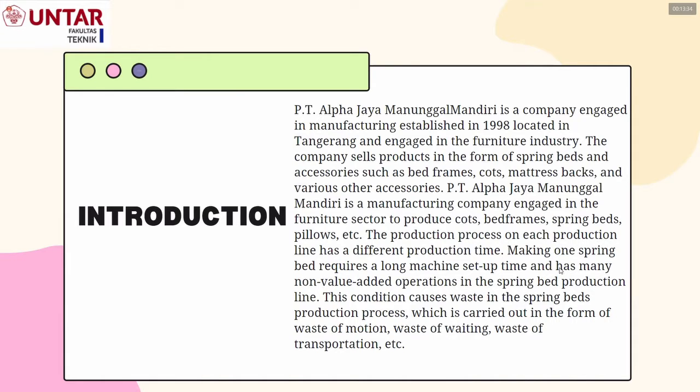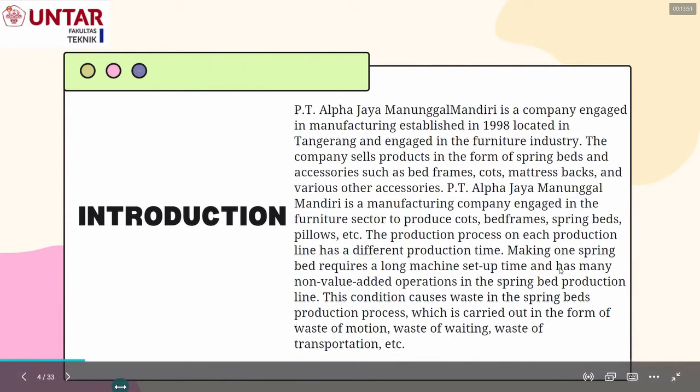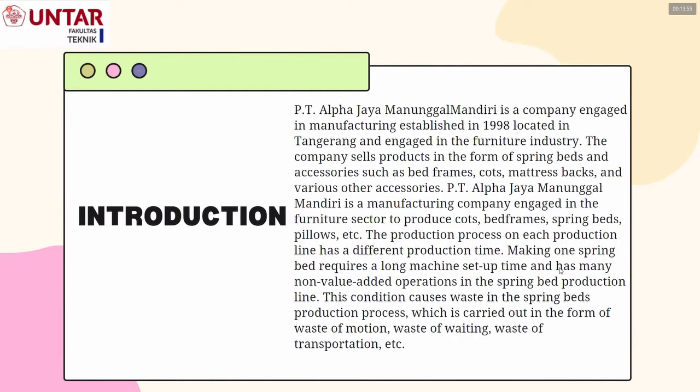The production process on each operation line has a different production time. Making one spring bed requires a long machine setup time and has many non-value added operations in the spring bed production line. This condition causes waste in the spring bed production process, in the form of waste of motion, waste of waiting, waste of transportation, and so on.